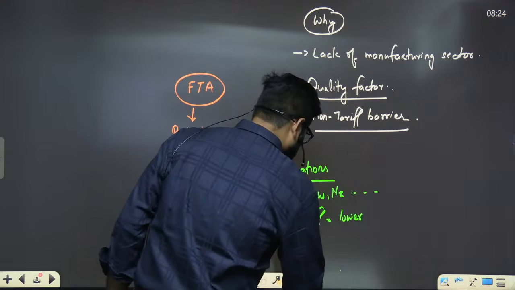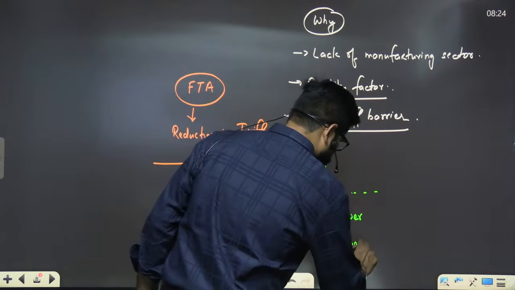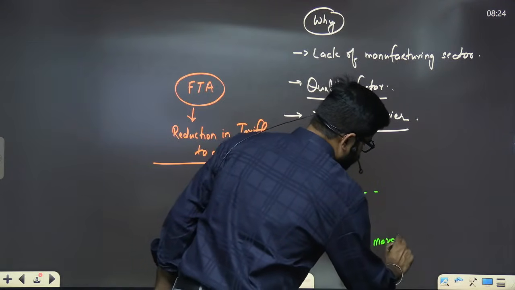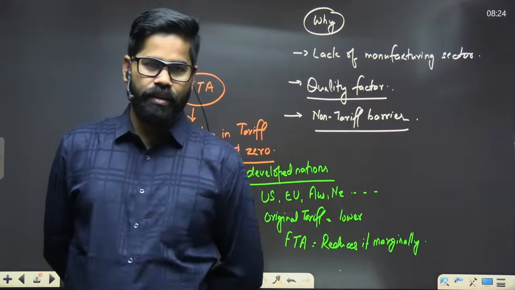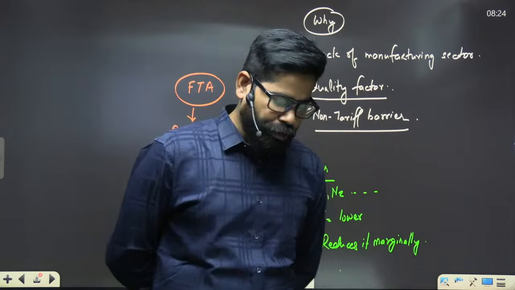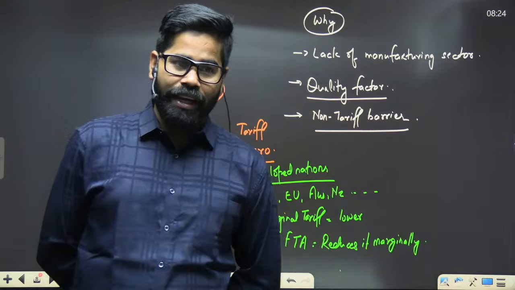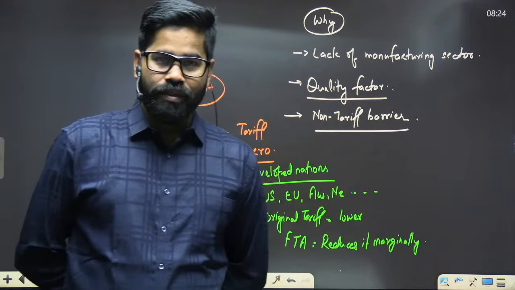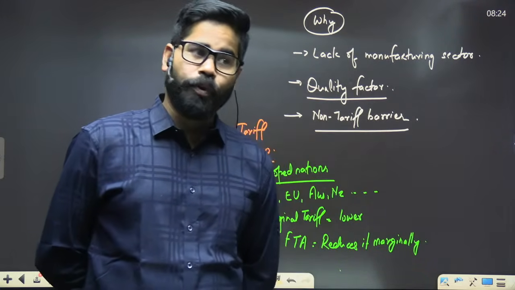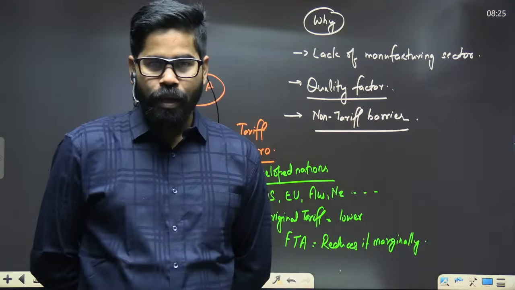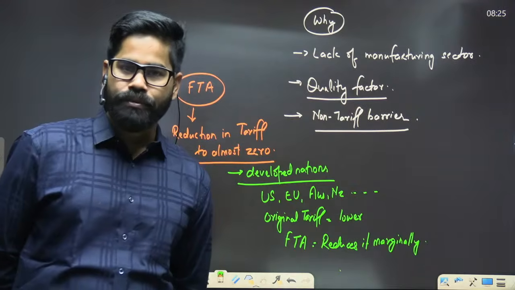And FTA reduces it marginally. So suppose, for example, we are having a trade deal with the European Union. European Union has decided to reduce the tariff on many of the products exported from India to almost zero. But earlier also the tariff was on the lower side, a few percentage, 1%, 2%, 4%, 5%.